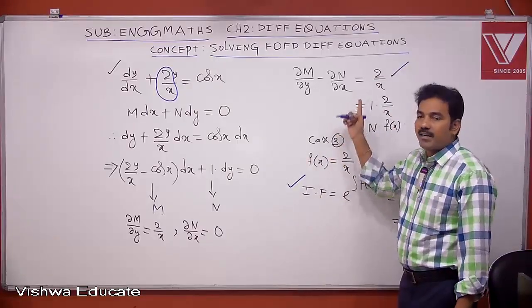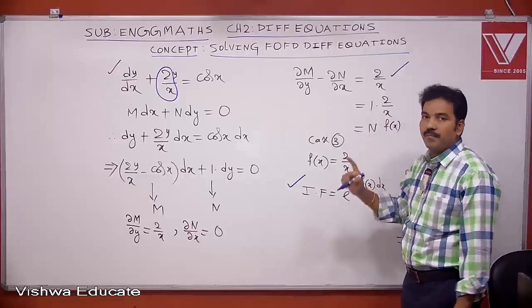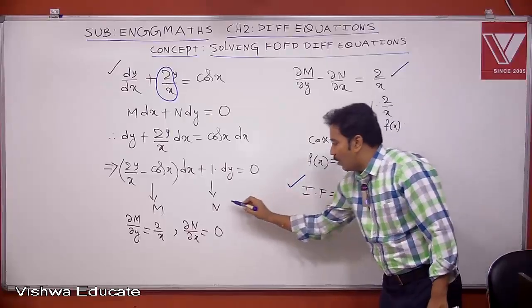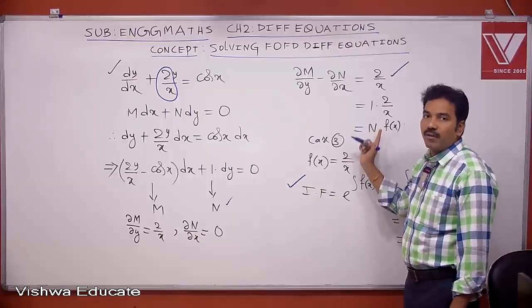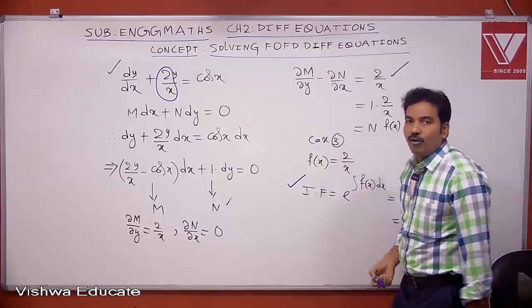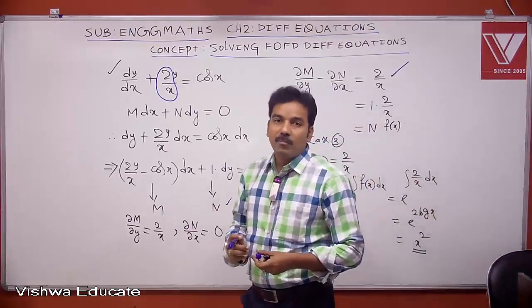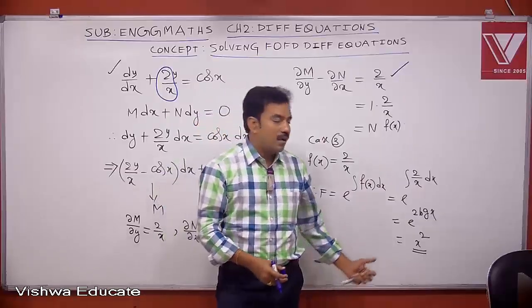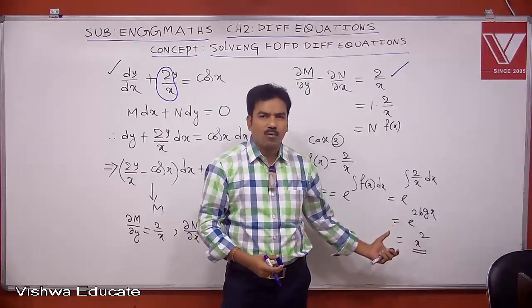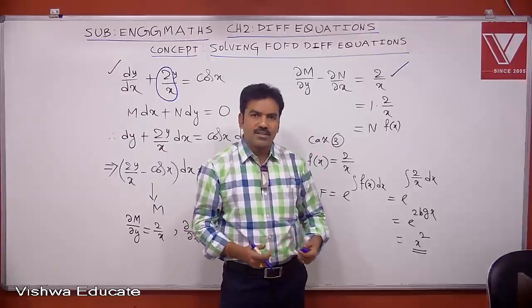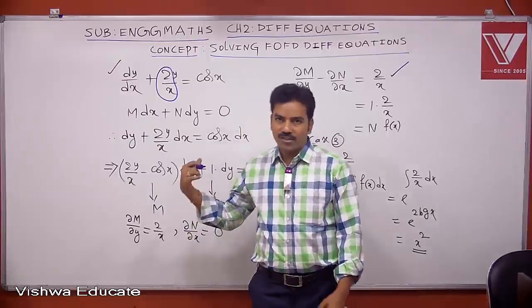This 2 by x we can write as 1 into 2 by x. This 1 is nothing but the value of N. So here f of x is purely a function of x, 2 by x. Therefore my integrating factor is e power integral f of x dx. According to this rule, the result is x square. You can even cross check very easily that x square is an integrating factor, right? Note this example.